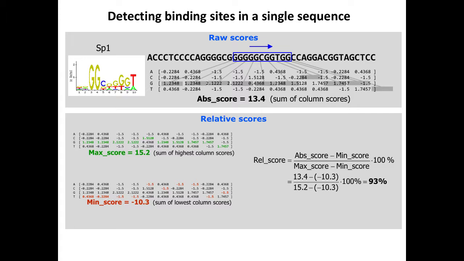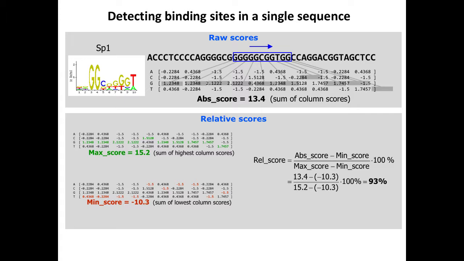So here, if we have a site, we're scanning the genome and looking for matches to this SP1 matrix, right? We'll examine every single window of the motif width. Here's a window that starts GGG something. We count up GGGGGGC, take all of these numbers, add them together, and we get a raw score of 13.4.